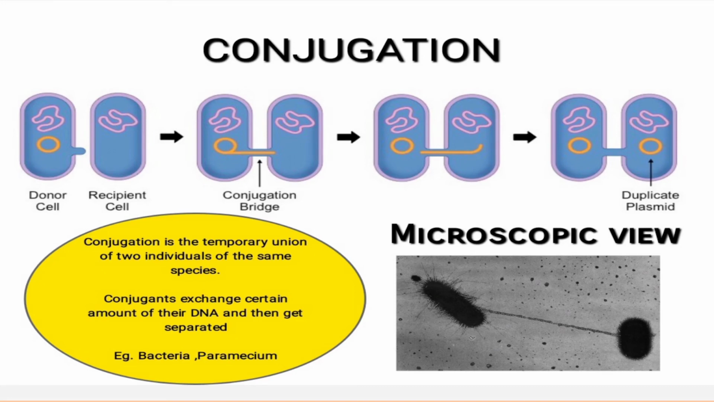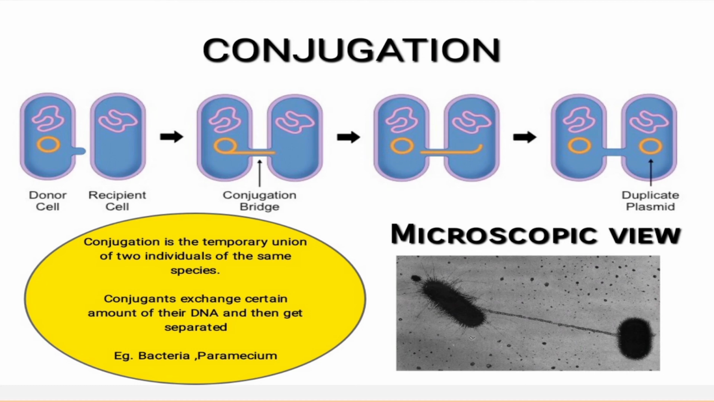So this is the conjugation process. It is just a temporary union of the two bacterial cells. Temporarily the bacteria get united. One bacterium shares its plasmid with another one, and now the conjugation process is over. You can see the microscopic view also, which I have given.